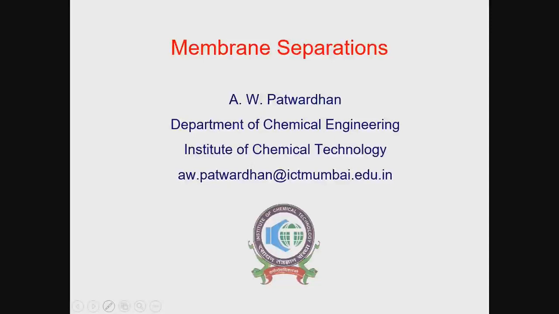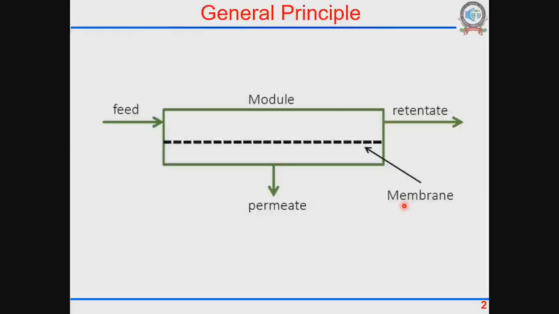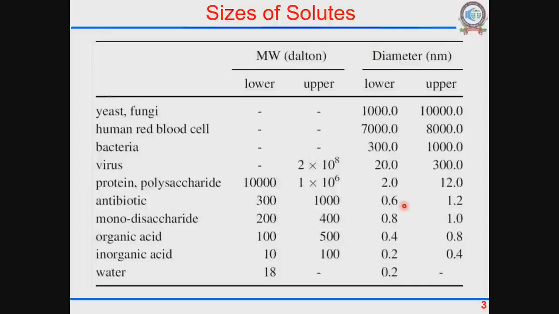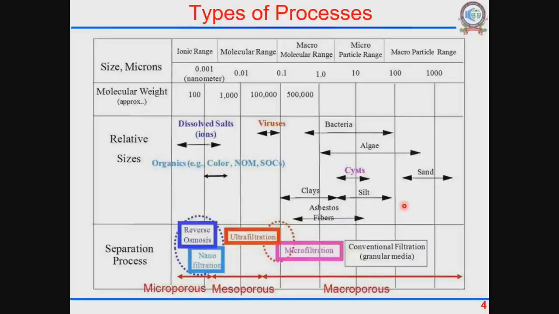So in the first part, we have looked at different types of membrane processes. Let us just try to quickly recap what we have done. We looked at various sizes of solutes. Then we have looked at various processes for membranes and the corresponding size range in which they are applicable.